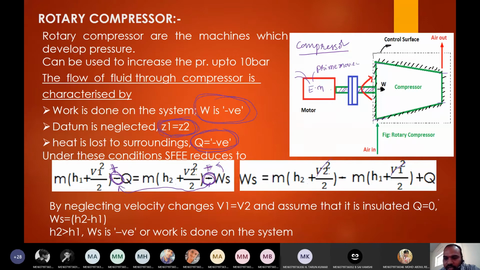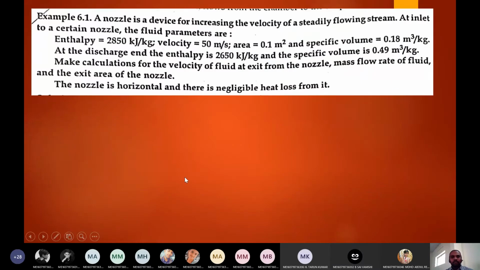Again, we are assuming it is insulated. Let us say there is no heat loss to the surrounding. Therefore, Q is also 0. In the absence of Q, then I can write W equal to M into H2 minus H1. WS is capital W, small w, so kilojoules per kg means specific work it is. Here H2 is greater than H1, which means WS is negative because this work is done on the system. Clear? Compressor? Right. Next problem.